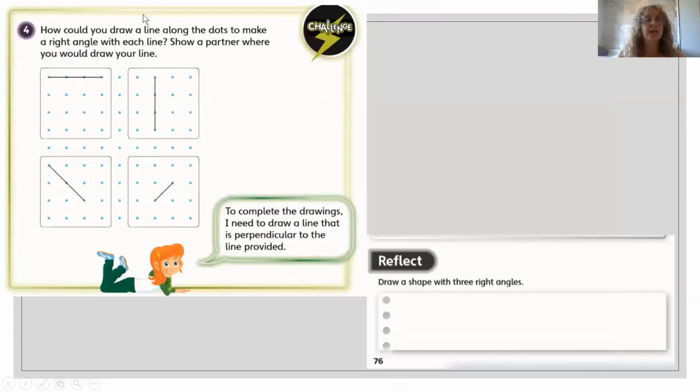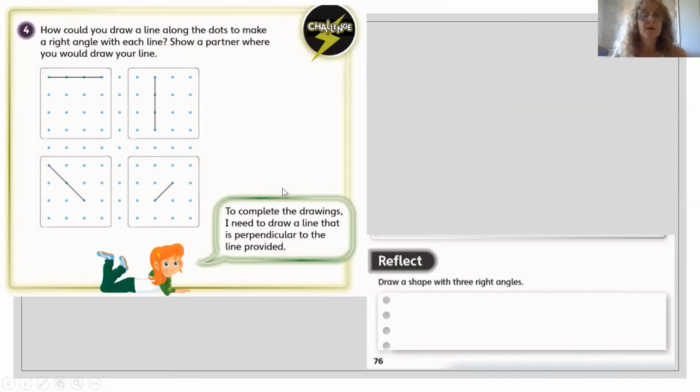Let's look at your challenge then. How could you draw a line along the dots to make a right angle with each line? Let's read that again. How could you draw a line along the dots? You've got to use these dots to make a right angle. You've got to make a right angle with each line. So the lines are started for you. Show a partner where you would draw your lines. Well, you'll have to actually show me, I think, won't you? You'll have to draw them and send them into me, or show your parents or carers or whoever's working with you.